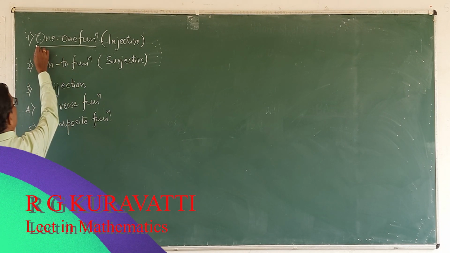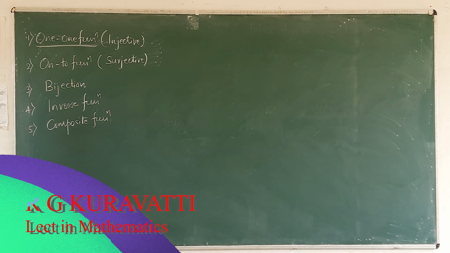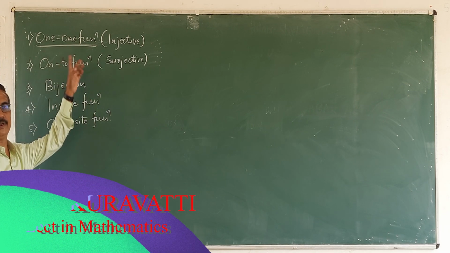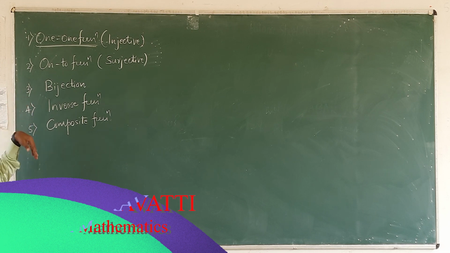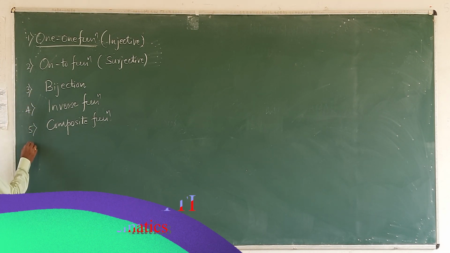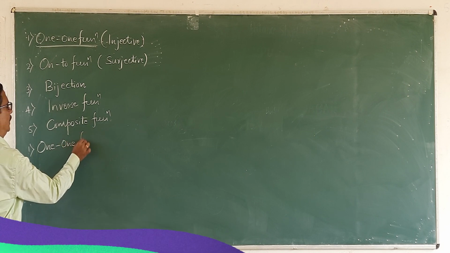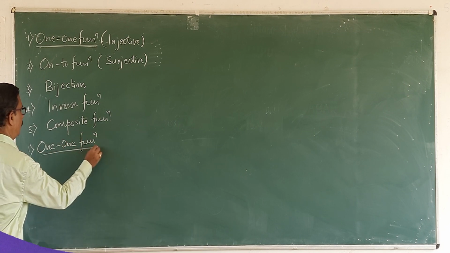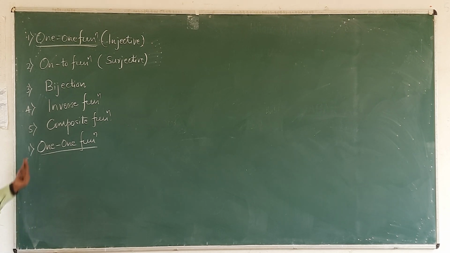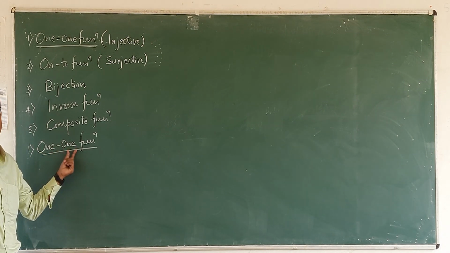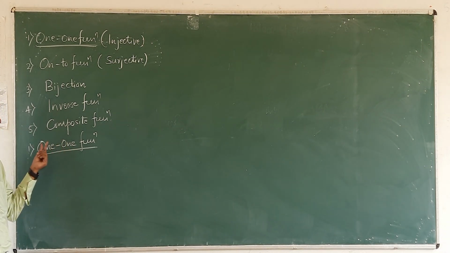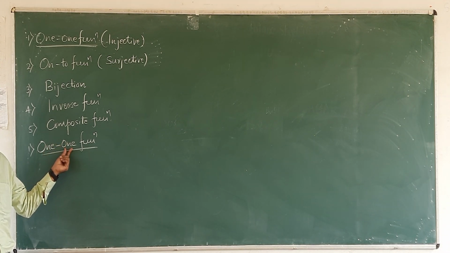The first one was already discussed in the previous video, but I will repeat it once again, just to recall. The first one is one-one function. Another name of one-one is injective. So the definition: one element here, one image related to it.